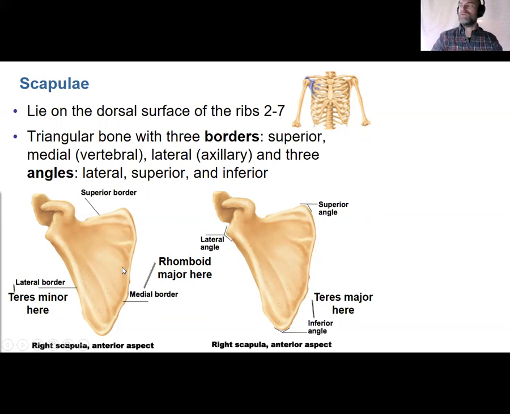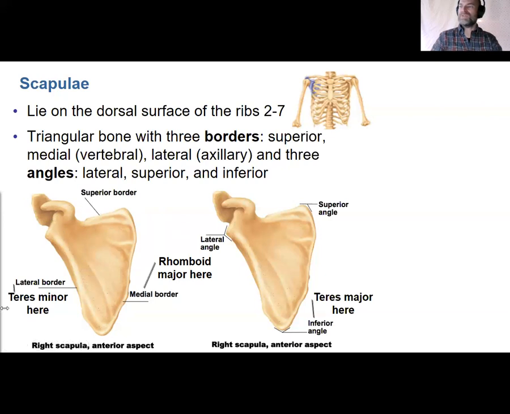Generally it has this triangular shape, and it has three borders: a superior border, which is the top, a medial border, which runs more or less parallel to your spinal cord in your back, and then a lateral border, which is at an angle here, going from generally the back part of your armpit down to the middle of your back. And right here, this view on the left side is the anterior view. So imagine you're looking through someone's rib cage and seeing the scapula this way.